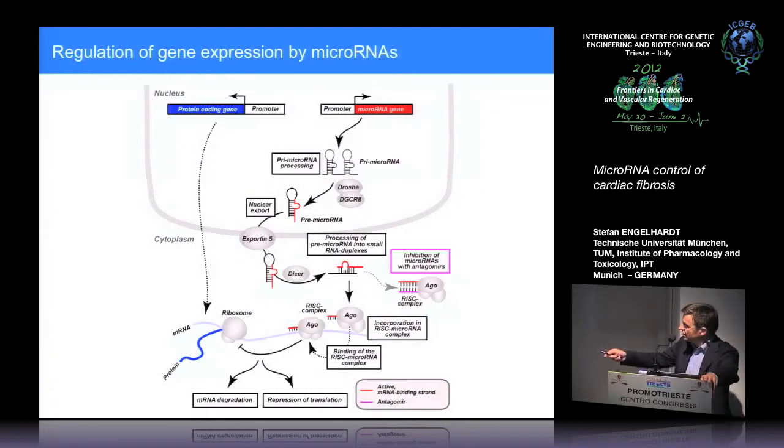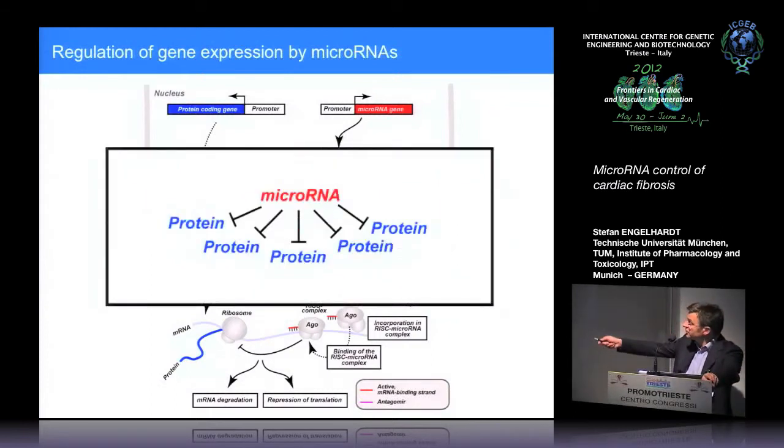This is incorporated into the RISC complex. The Argonaute proteins are the most prominent constituent of that complex, and that then finds the 3' untranslated region of a messenger RNA, and the microRNA can then lead to repression of translation or to mRNA degradation. So the net effect is the same, that the microRNA inhibits the protein levels of its target. Typically, these effects are very subtle, in the 20–30% range, and they are still quite powerful, as you know, and the reason for that is probably that they're targeting whole protein networks.